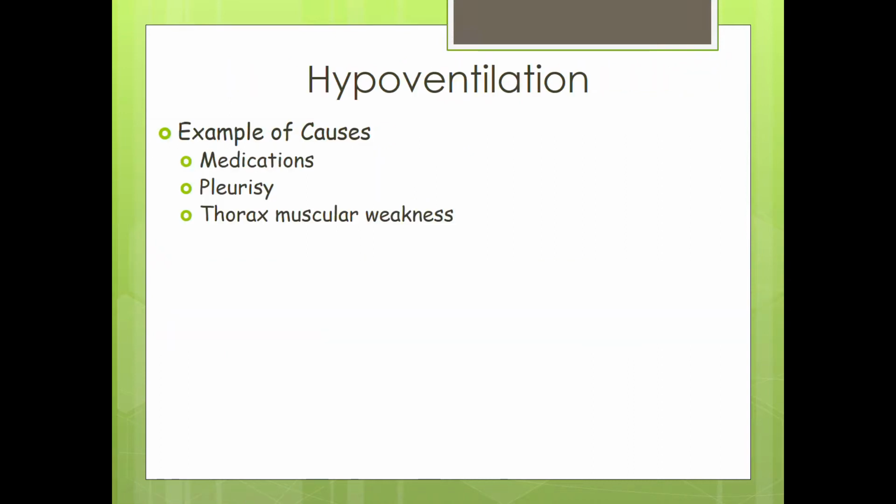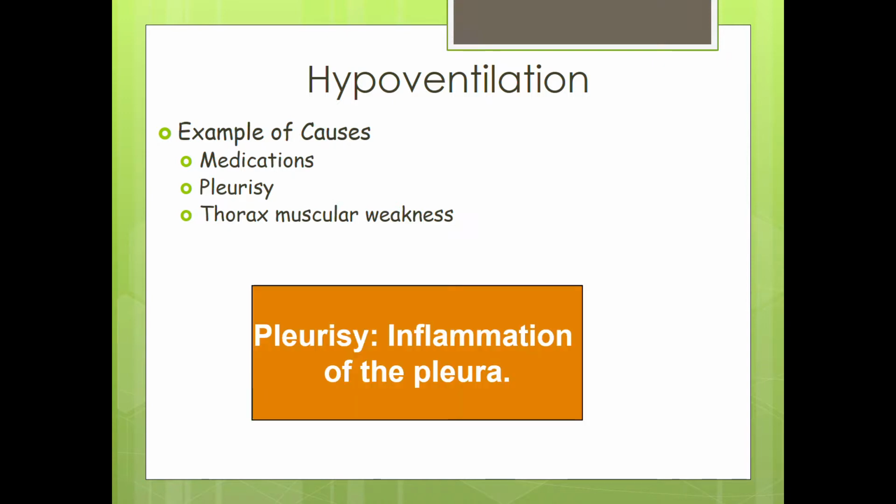So what causes hypoventilation? Well, medications. So for example, narcotic analgesics and opioids can cause hypoventilation. We talked about that last week in class. Pleurisy or infections within the lung, because they're painful and often patients won't take that big breath in. Or conditions that cause thorax muscular weakness, like ALS or other nervous system disorders that make it difficult for patients to breathe. Okay, and just a definition of pleurisy here, it's an inflammation of the pleura. And remembering with inflammation that there's often pain that will occur.